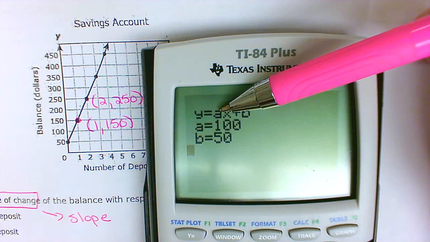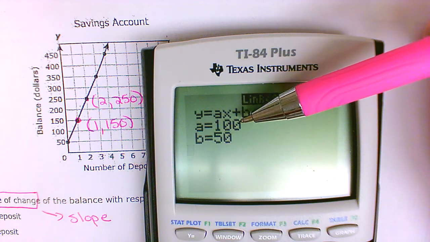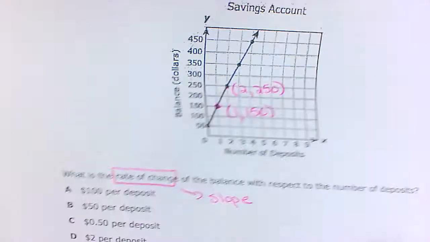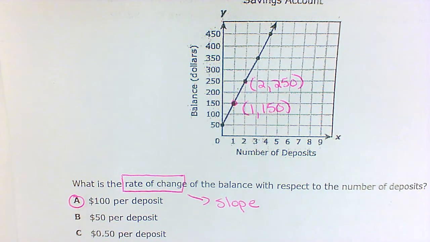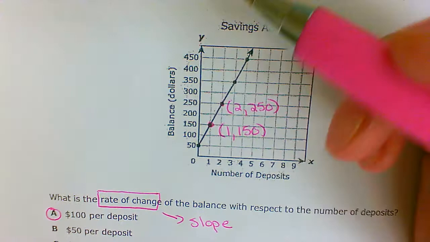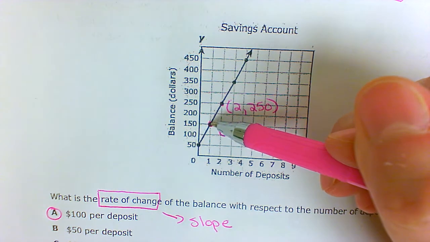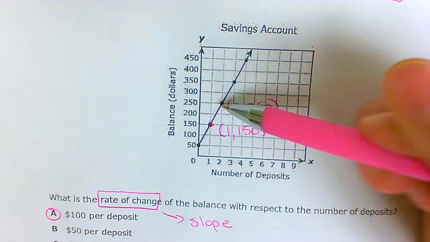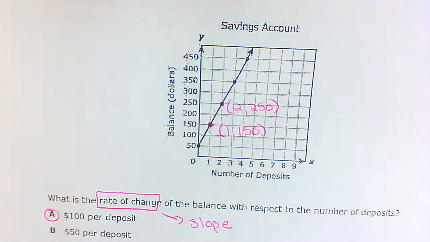Now remember that slope is the number that's attached to your x, so the slope of this equation has to be 100. So it's $100 per deposit. You could have also noticed that it always goes up by 100 and then over 1. That's why the slope is 100.